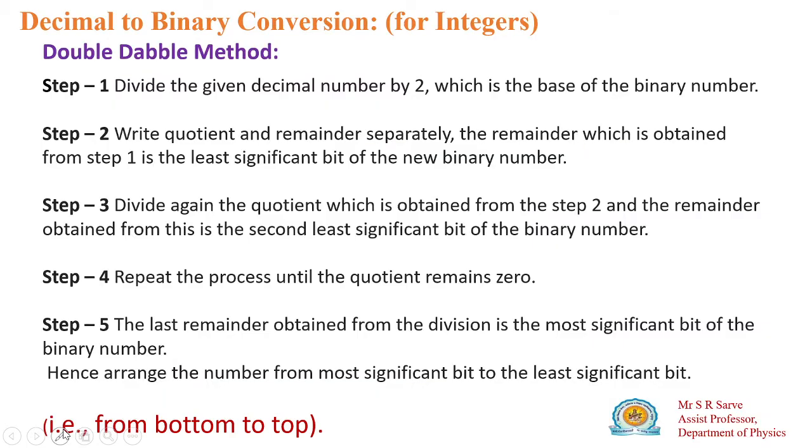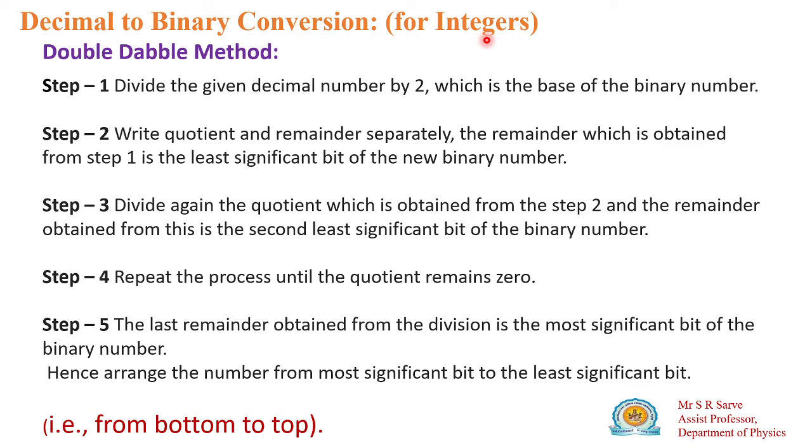So let's start now. First we have to convert any decimal number into its binary number. Decimal number means the number which contains the digits from 0 to 9, and binary means it consists of only two digits, 0 and 1. So what is the method for conversion of decimal number to binary number? The method is known as the double-dabble method. First we are going to learn only for the integers.